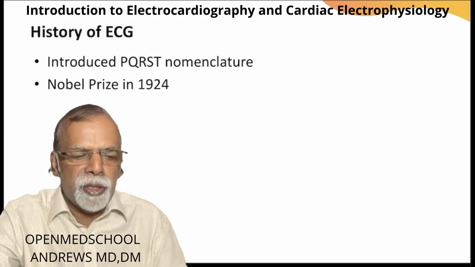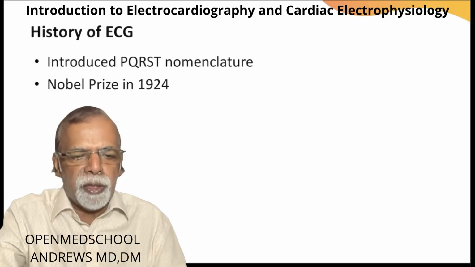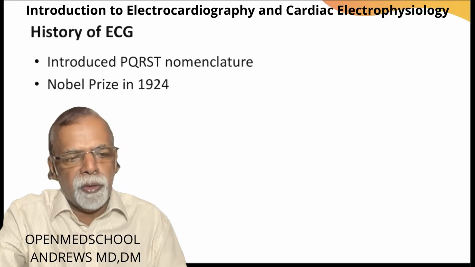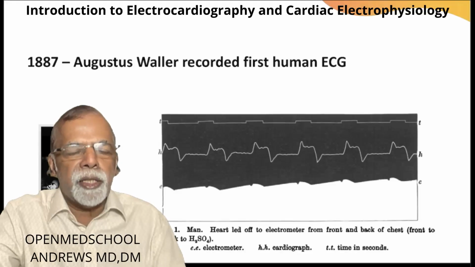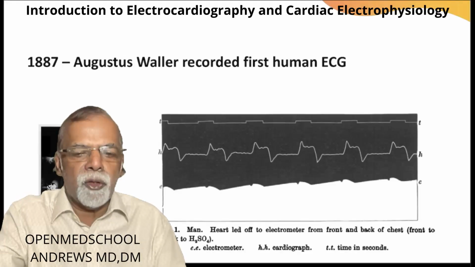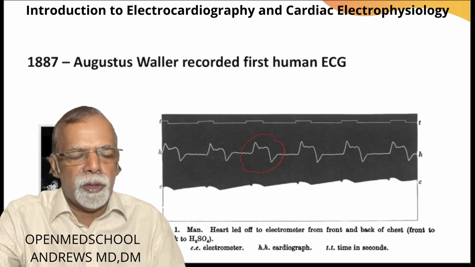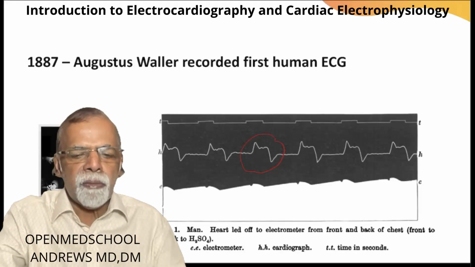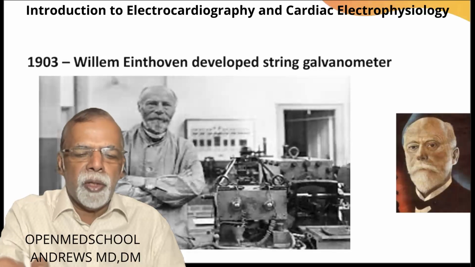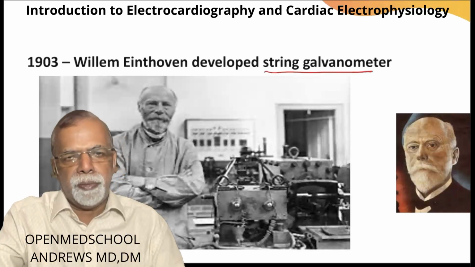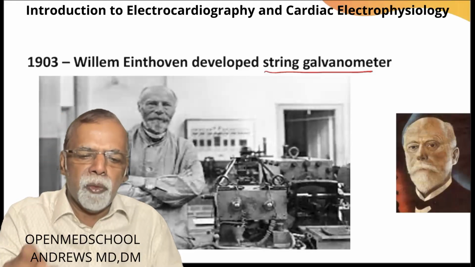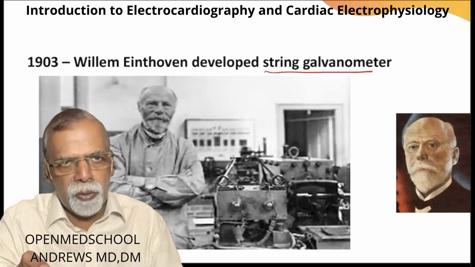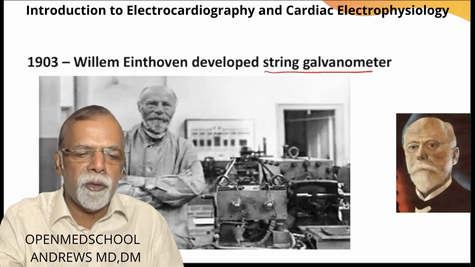Now we go into the history of the ECG. The PQRST nomenclature was given to the ECG, and in 1887 Augustus Waller recorded the first human ECG. So here you can see the recording that he has done. It was Willem Einthoven who developed the string galvanometer. So the principle of electrocardiography is very simple. It is a modified galvanometer. The machine is called electrocardiograph.